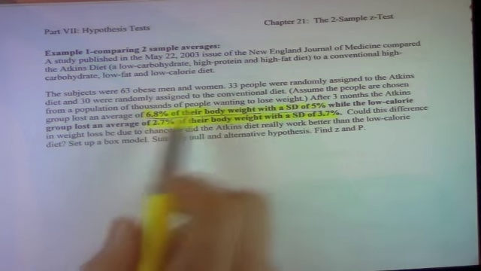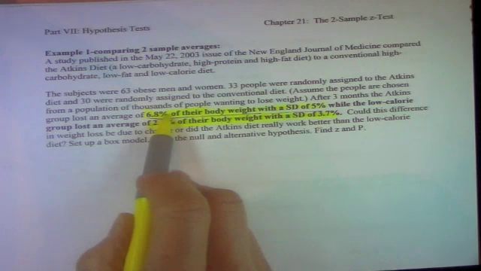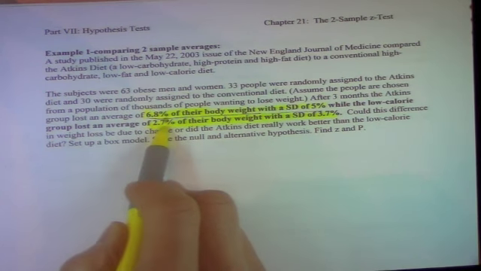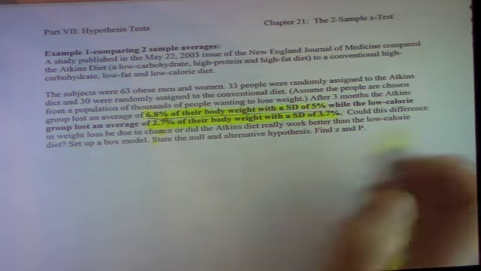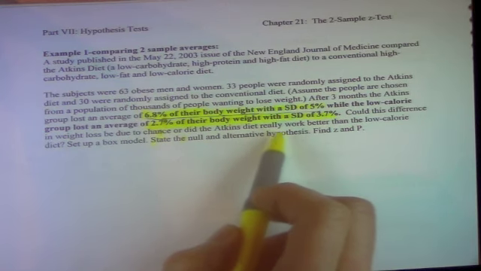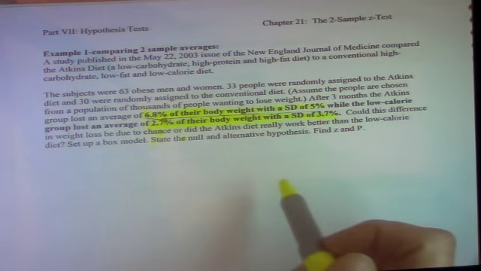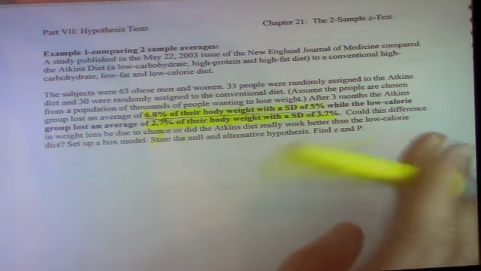So for a 200-pound person, 6.8% would be what? 13.6 pounds, right? And 2.7% would be 5.4 pounds. So that looks like a huge difference, doesn't it? All right. Could this difference in weight loss be due to chance, or did the Atkins diet really work better than the low-cal diet? Set up a box model and state the null and alternative hypothesis.